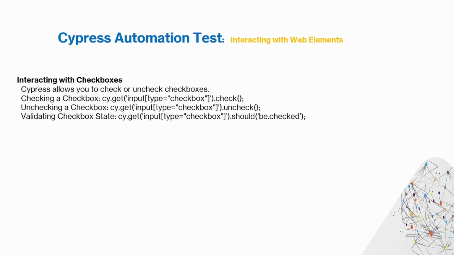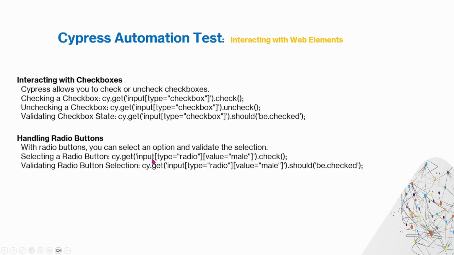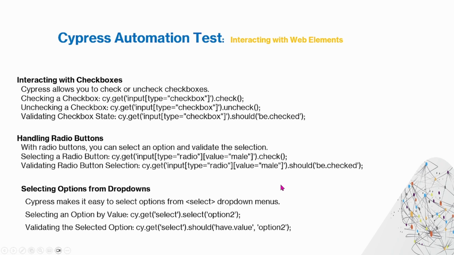Interacting with checkboxes is also another option. Cypress allows you to check or uncheck checkboxes, and you just use the commands check, uncheck, and should to validate the checkbox state. For handling radio buttons, you can select an option and validate the selection. So you can check this option right here using this input option, and then you can validate that state using should. For selecting options from drop-down menus, it's made easy by using select. For selecting an option by value, use select, and then you can input option 2, but you can also validate the selected option.